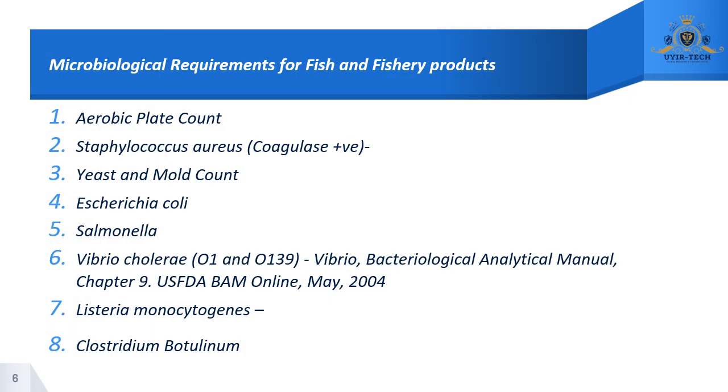The microbiological requirements for fish and fishery products: aerobic plate count as per ISO 4833, and Staphylococcus aureus ISO 6888, yeast and mold count ISO 21527, E. coli ISO 16649, Salmonella ISO 6579, and Vibrio cholerae, the O1 and O139 strains. For that we can refer to the Bacteriological Analytical Manual, chapter 9, right? That's the US FDA methods. And Listeria monocytogenes ISO 11290, Clostridium botulinum ISO 17919.